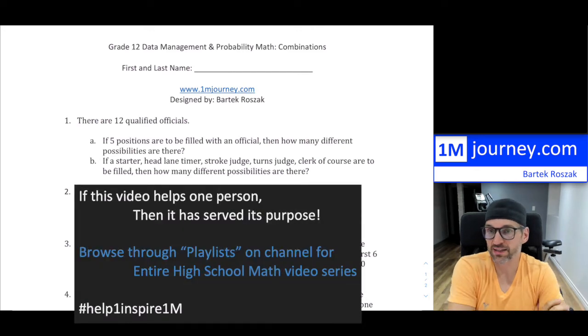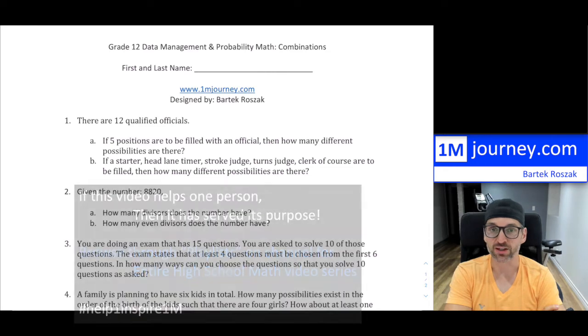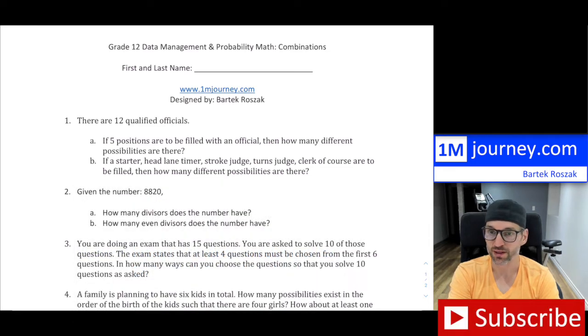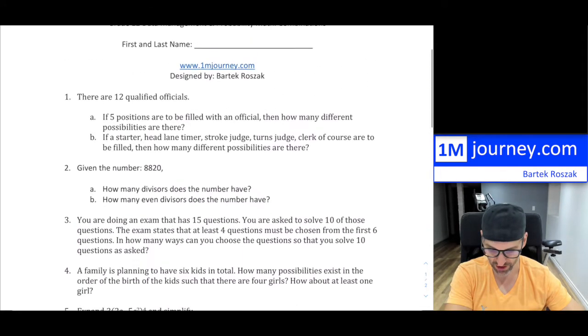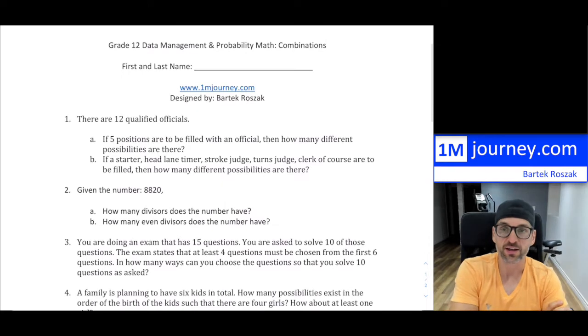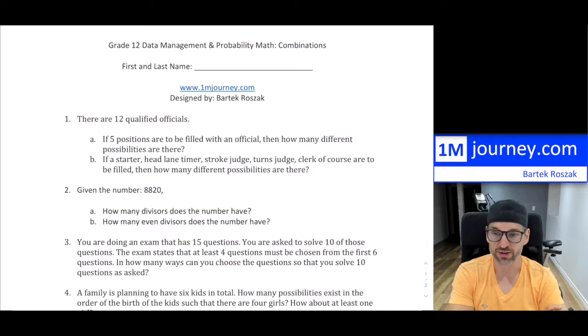Data management and probability. So this is a test. Once you finish up with the combinations chapter, you may want to be able to test yourself. Just as usual, in this video I'm going to go over a set of questions. There are about 7 questions in this particular test. I don't know how many you typically might get. You might get some more, but this will be a good test for you.